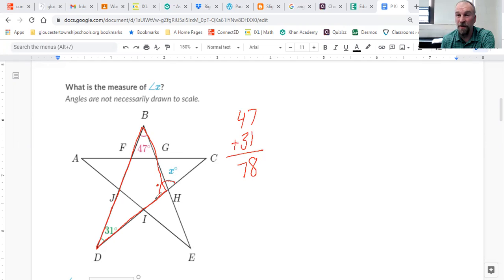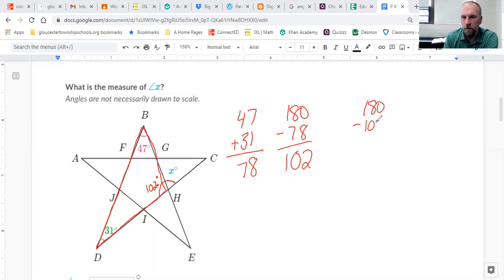And now because the sum of the interiors makes 180, I subtract 180 minus 78, and that is 102. This is 102 degrees. And now the 102 and the X make 180. They're a supplementary straight pair. So 180 minus 102, 78 degrees.